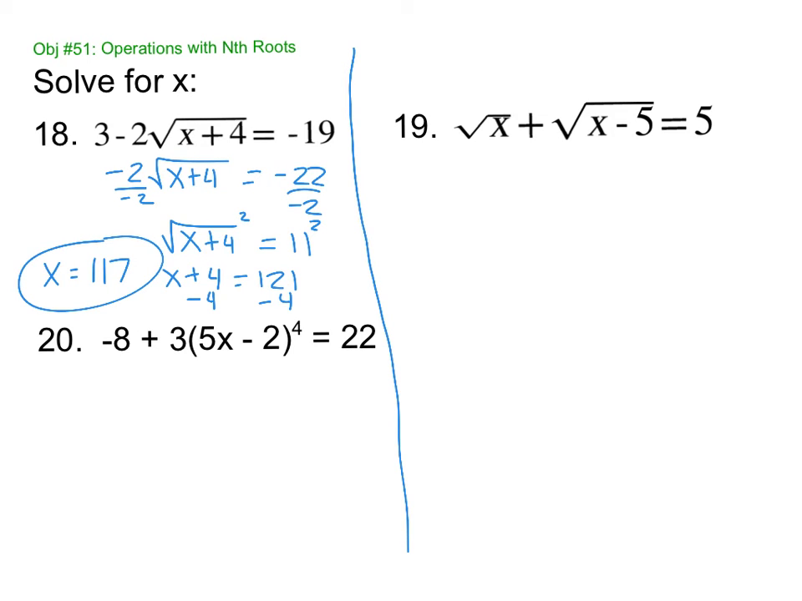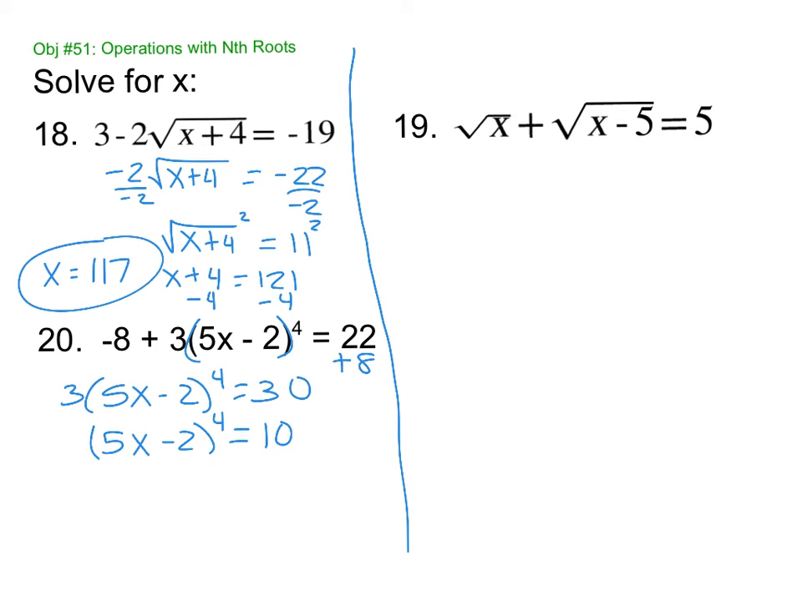So we isolate, do the inverse, and solve. Right? I isolated my square root. The opposite of a square root is a square. And then I subtract my 4. So for 20, isolate the parentheses. Right? So we're going to add 8. Divide by 3. Now that I isolated my parentheses, I can do my inverse. The inverse of a to the 4th is a 4th root.